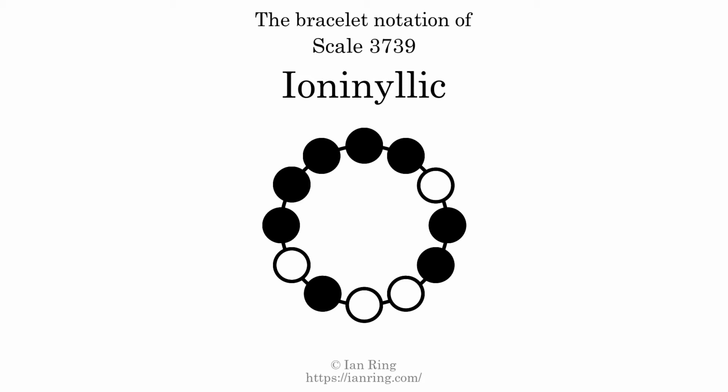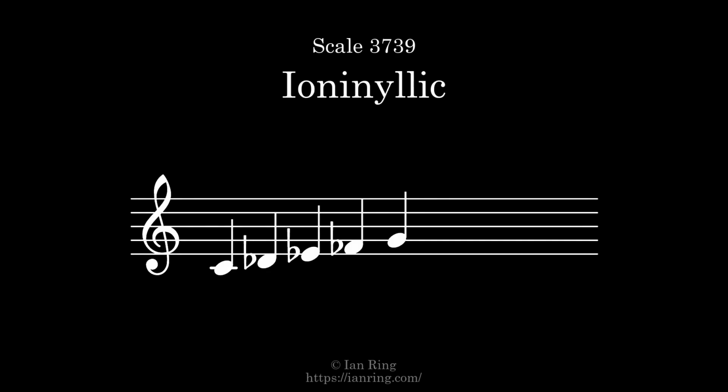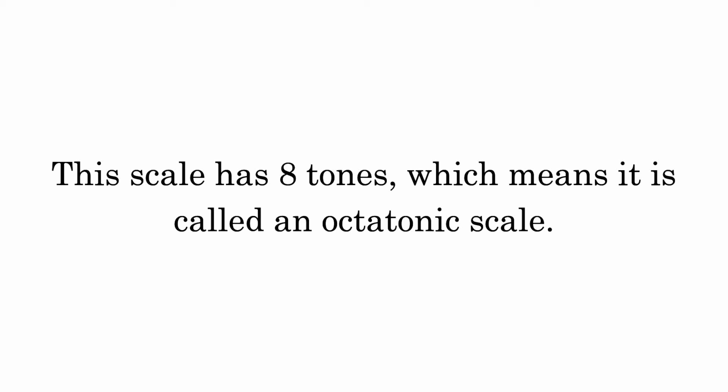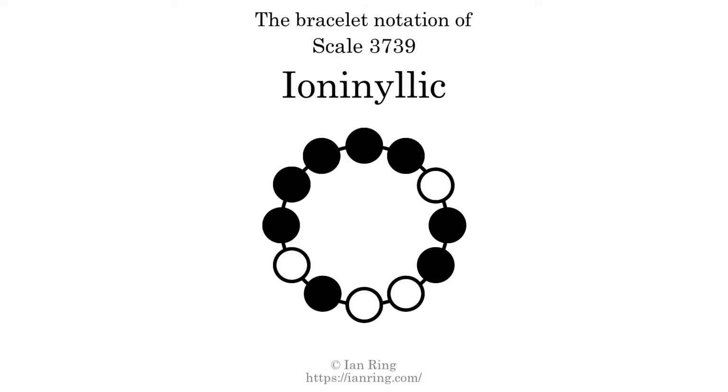3739, Ioninyllic, which sounds like this. This scale has 8 tones, which means it is called an octatonic scale. This is a bracelet notation diagram of scale 3739. The shaded circles represent tones that appear in the scale, and they are read clockwise, starting at the top.